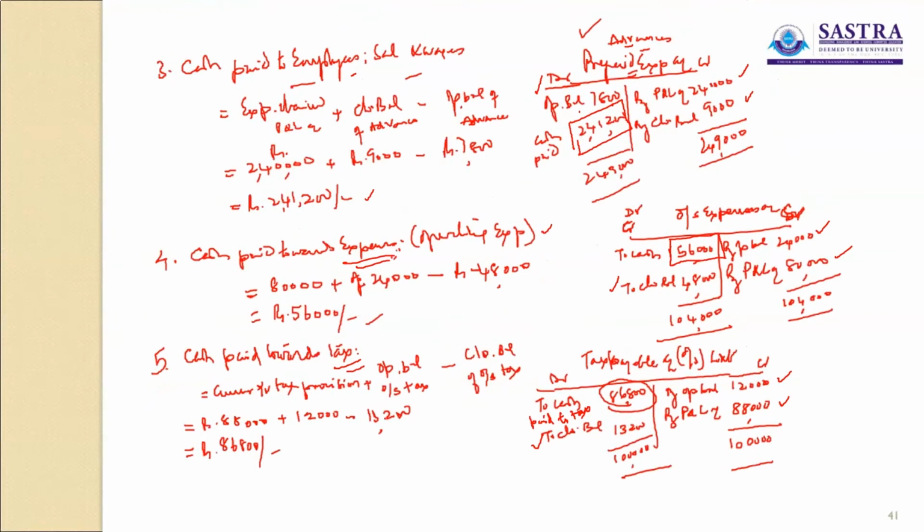Or this can be arrived at using an equation. So for this purpose, the equation will be like this: current year tax provision plus opening balance minus closing balance. You get the amount of tax paid for the year. So the working notes with regard to the calculation of cash from operating activities is over now. We have calculated all aspects: cash received from debtors, cash paid to creditors, employees, paid towards expenses, and tax.